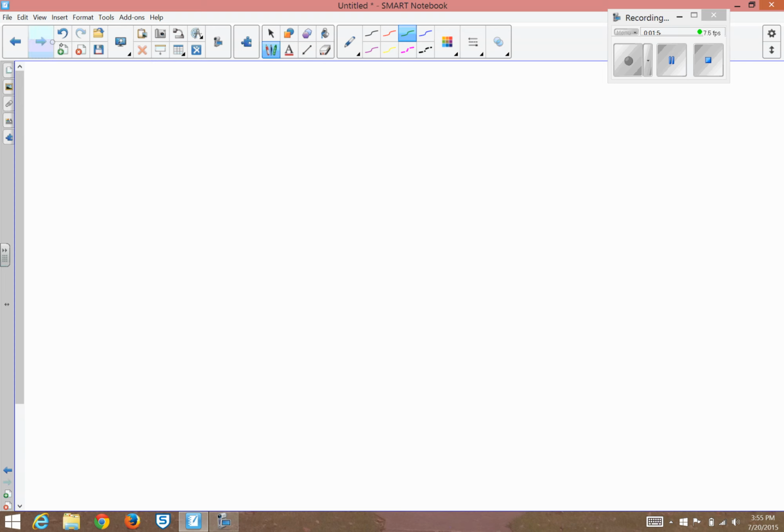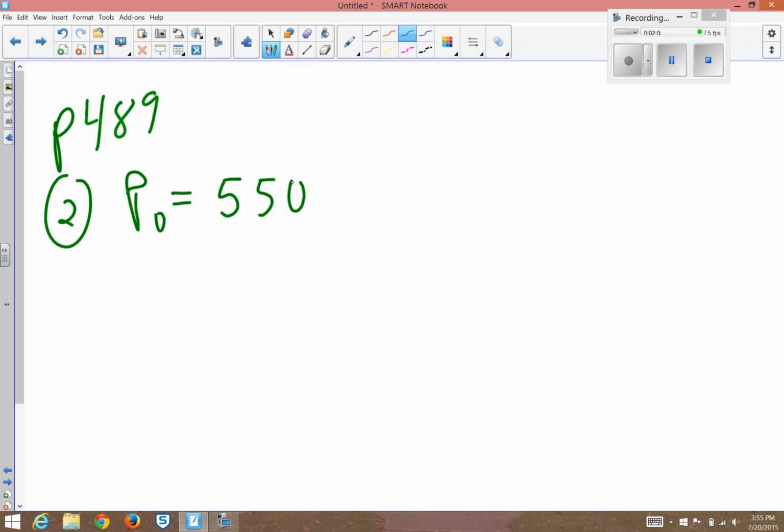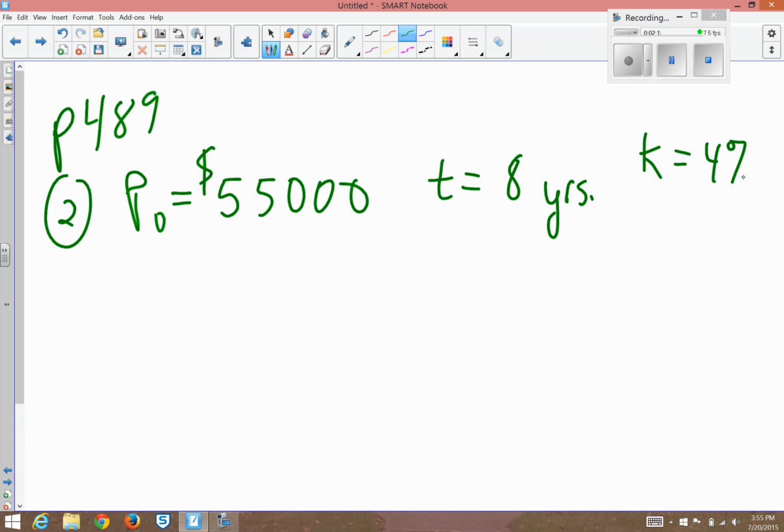On page 489, exercise 2 says P sub 0 equals $55,000, T equals 8 years, and k equals 4%. The question is to find the future value of the amount invested. This is the amount invested for the time period at the interest rate.